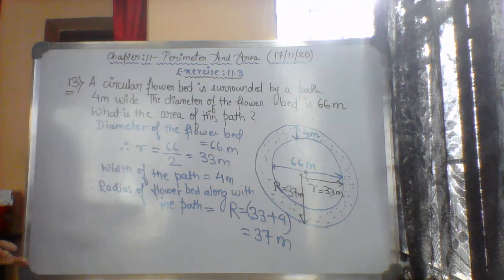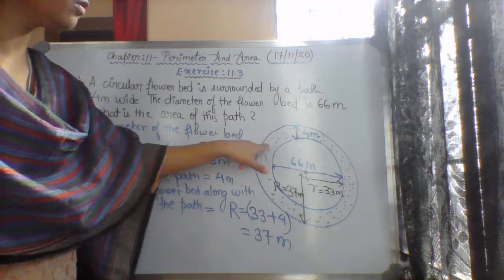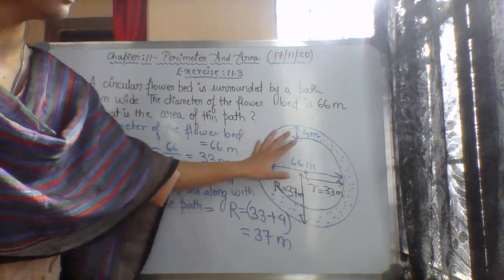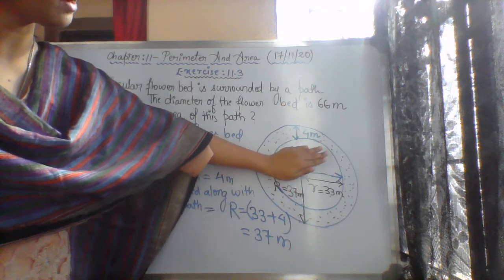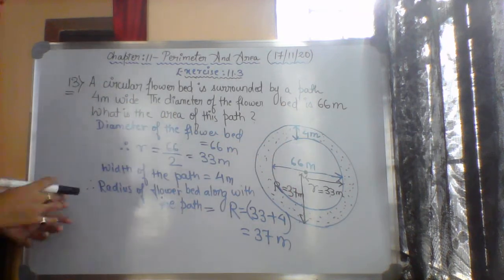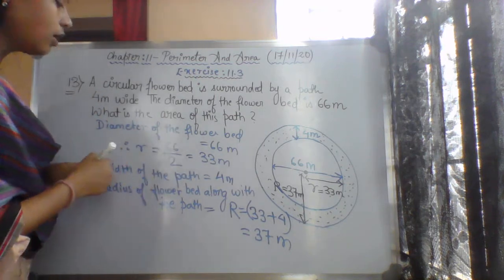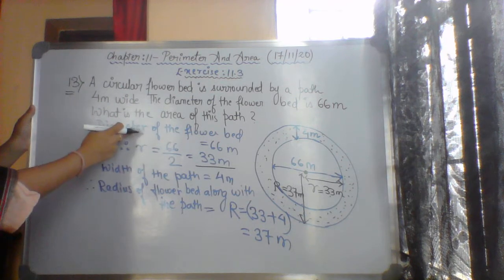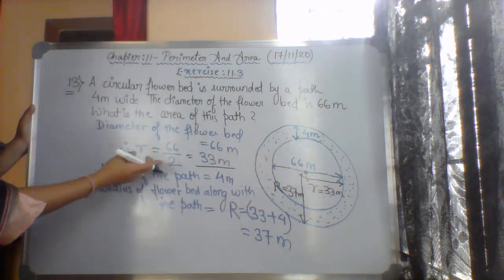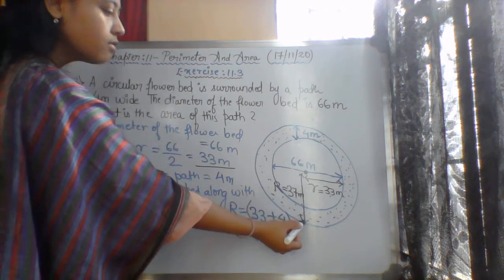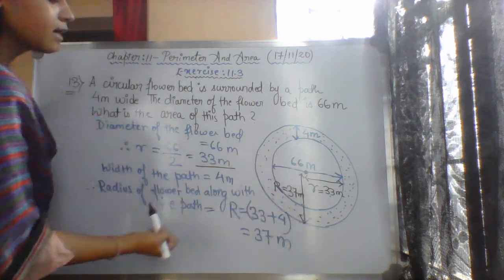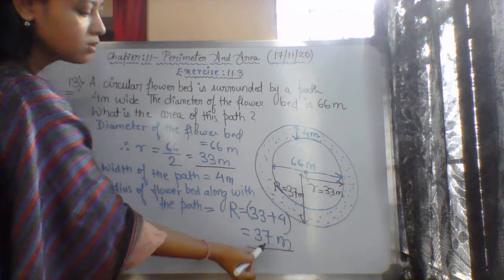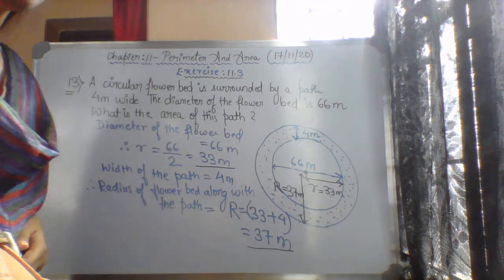Now the concept is very clear. How to find out the path area, the shaded part area? Total greater circle area minus the smaller circle area. For that purpose we need both radii. First we got the smaller radius: diameter is given, so you can easily find the radius. Next, width is given, so the greater circle radius is the smaller circle radius plus this width, so 37 meter. Now you find out by putting in the formula.